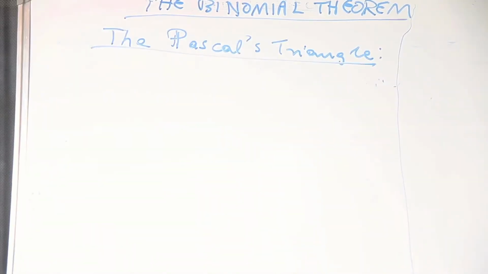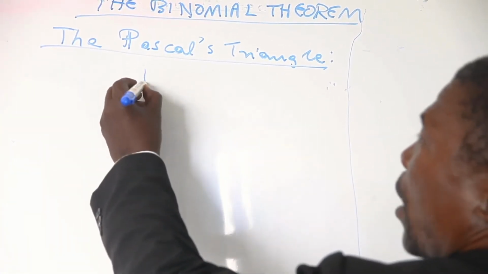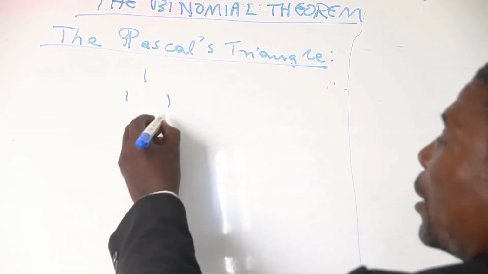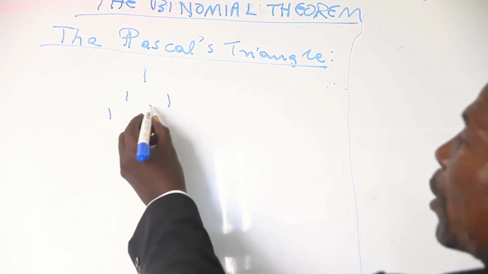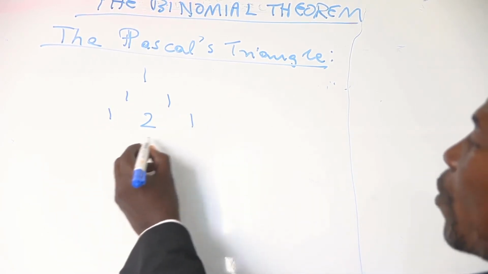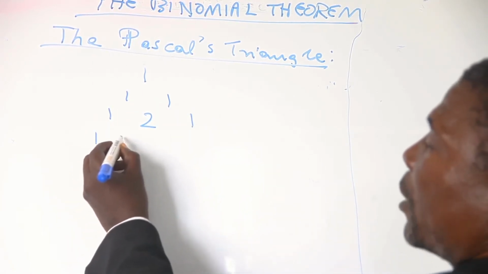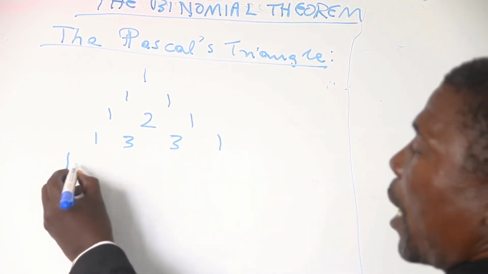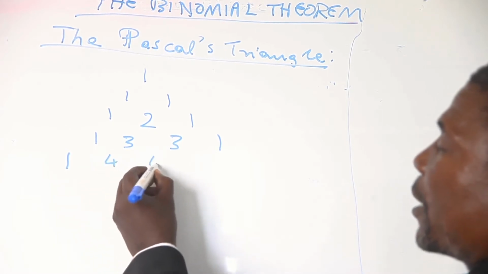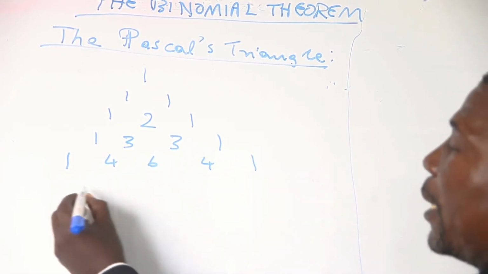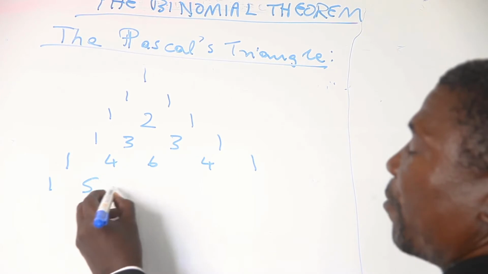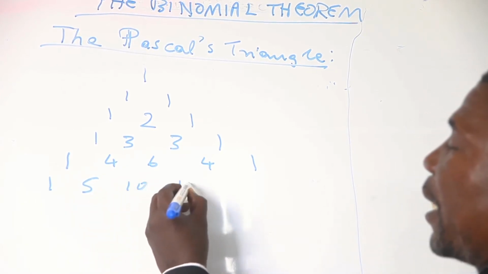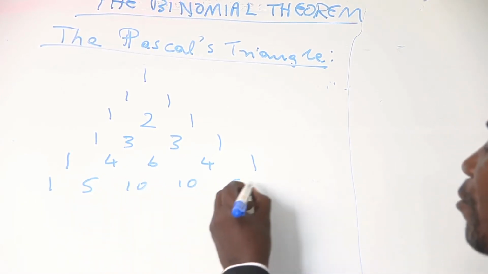And our next topic is binomial theorem. The Pascal triangle. This is 1, this is 1, 1, this is 1. You add this one to this and you get 2. That is 1. This is 1. This is 3, 3, 1. This is 1. This is 4, 6, 4, 1. This is 1, 5, 10, 10, 5, 1.